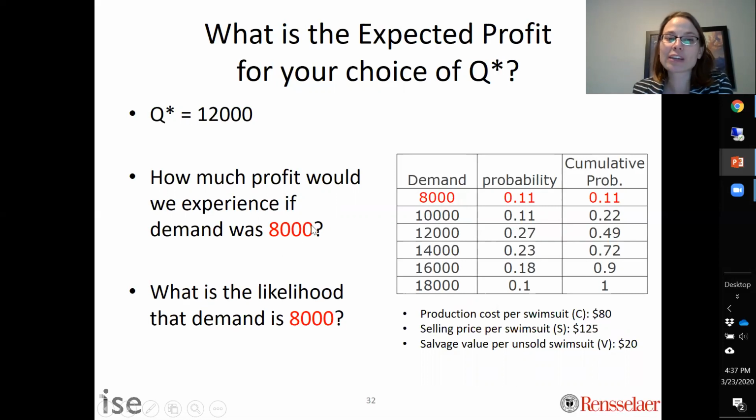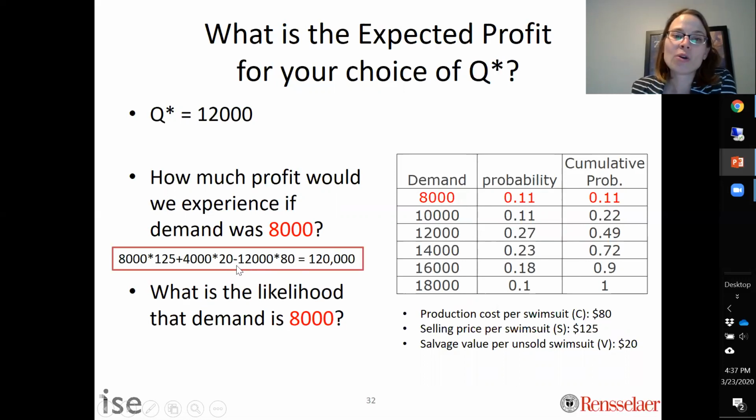So if we experienced 8,000, that happens 11% of the time. How much would we make? Well, we would sell 8,000 of them at full price at $125, but we'd sell the remaining 4,000 of them at $20, and we invested in 12,000 at $80. So you think about our selling values and then minus what we invested, and you would get that for this outcome, we would make $120,000. Okay? But that doesn't happen every time, right? That only happens 11% of the time.